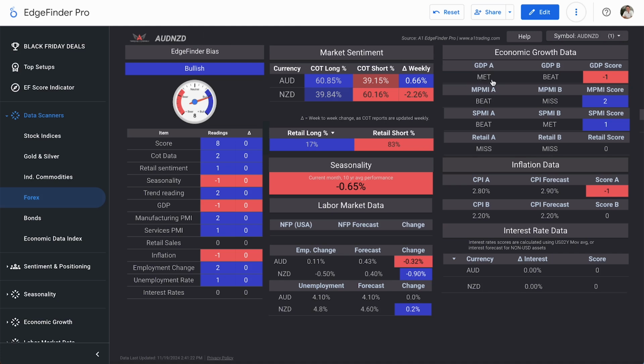And we see that GDP numbers were met in Australia, but beat in New Zealand, so that is a -1 score. Manufacturing PMI was beat in Australia and a miss in New Zealand, so that is a +2 score. Services PMI, again, beat in Australia, met in New Zealand, +1 score. Both Australia and New Zealand missed on their retail sales numbers. CPI in Australia was forecasted at 2.9%. It ticked a little bit lower down to 2.8%. In New Zealand, however, it came out as forecasted at 2.2%.